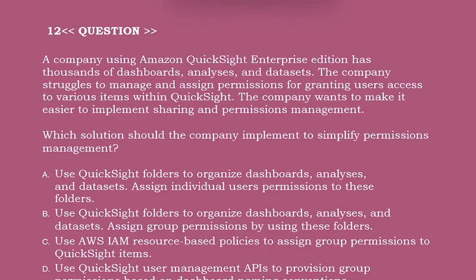Question is a company using Amazon QuickSight Enterprise Edition has thousands of dashboards, analyses, and data sets. The company struggles to manage and assign permissions for granting users access to various items within QuickSight. The company wants to make it easier to implement sharing and permissions management. Which solution should the company implement to simplify permissions management?